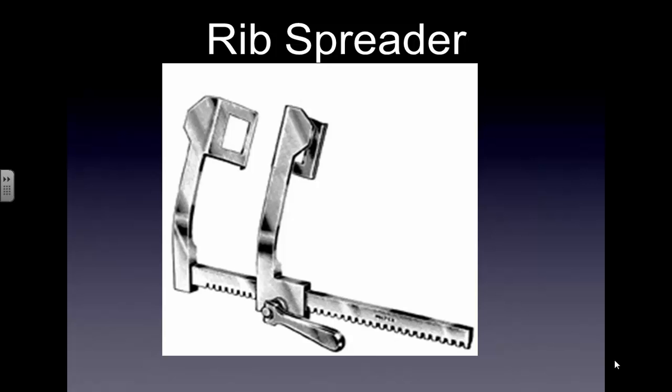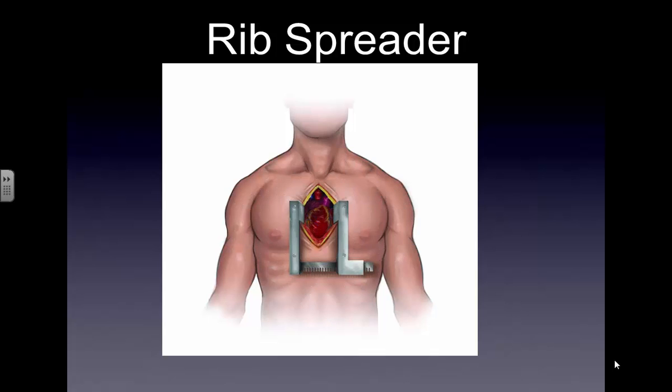Now, this next is just a picture. It's not a real photo, but this shows sort of what it would look like. So again, they make the incision through the skin, the muscle, saw the bone, get the rib spreader in there, and crank it until it's spread open enough that they can operate on your heart.